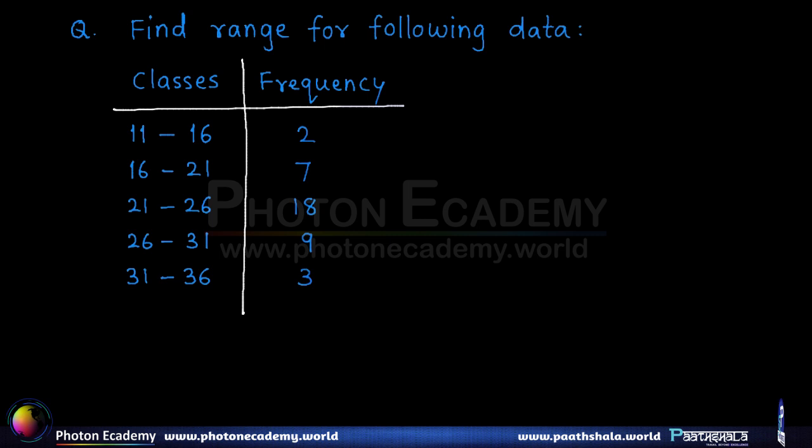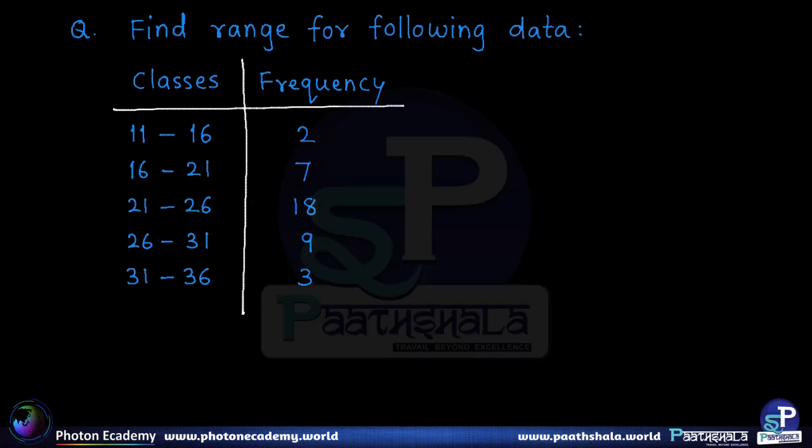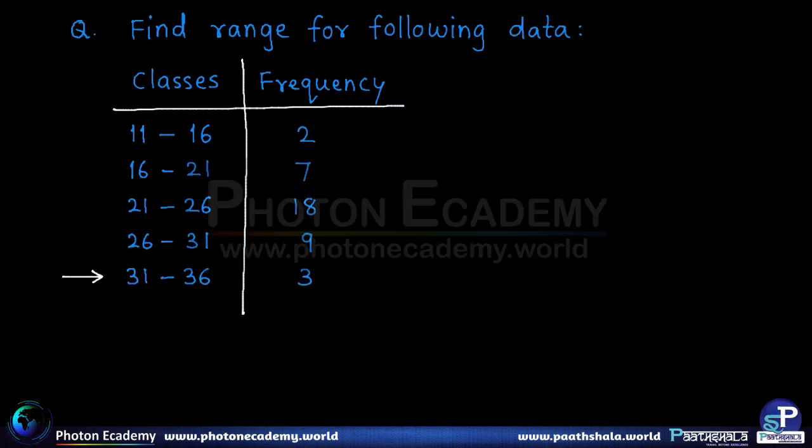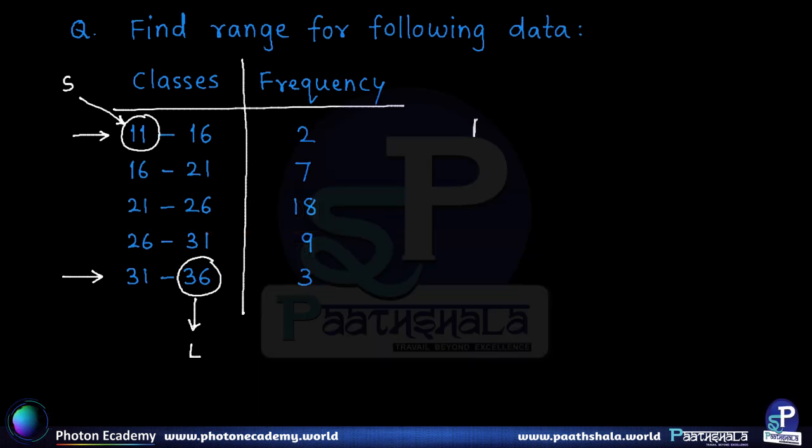Let's see one more question. We have to find the range for this given data, which is continuous data, as we saw. Now here, as we have seen in that convention, the largest observation is to be taken as the upper limit of the largest class. The largest class is 31 to 36 and its upper limit is 36. So this is what we take as the largest observation. Whereas the lowest class is 11 to 16 and its lower limit 11 is to be taken as the smallest observation. So here range, which is L minus S, turns out to be 36 minus 11, which is 25.